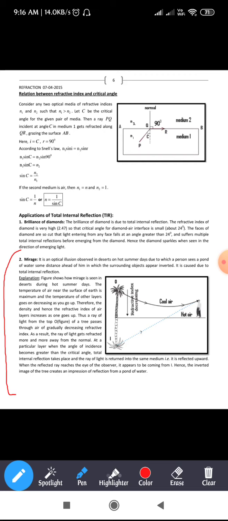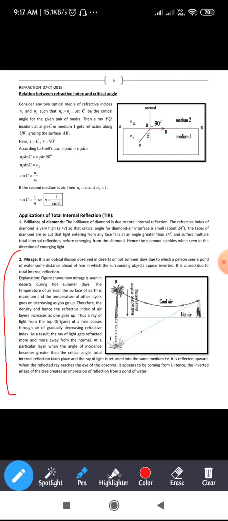So when you see an object, let us say you have a pond, and beside the pond you have a tree. When you see the image of the tree in the pond, it appears to be inverted, right? So whenever we see an inverted image of an object, we assume there is water. There is a presence of water, we assume. Okay, so now coming to the explanation of this.